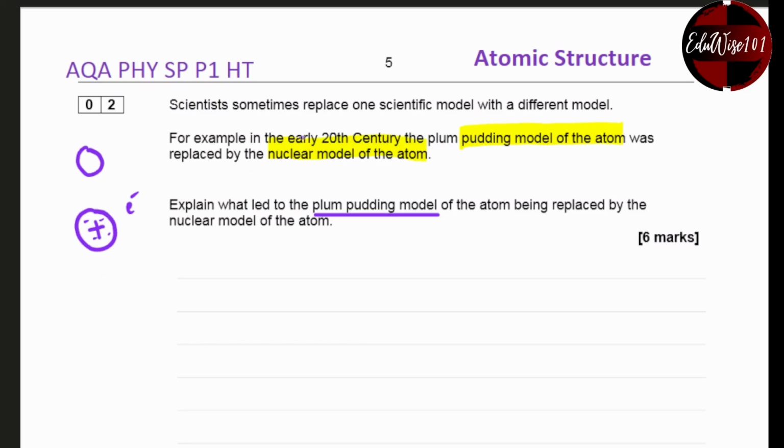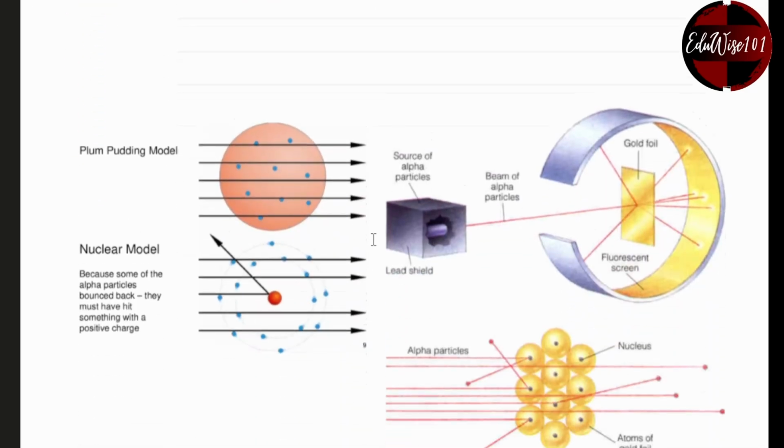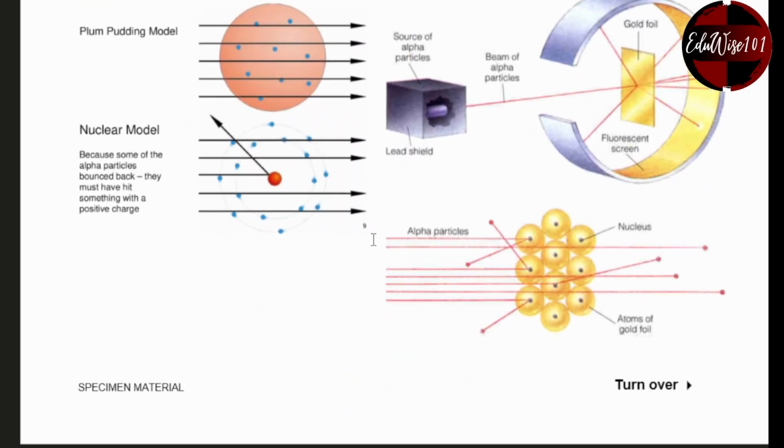The experiment which followed after that was actually called the gold foil experiment, which led to the nuclear model of the atom. Now, the question is asking about the evidence. Explain what led to the plum pudding model of the atom being replaced by the nuclear model. For this, you should know this. Let me show you the diagram.